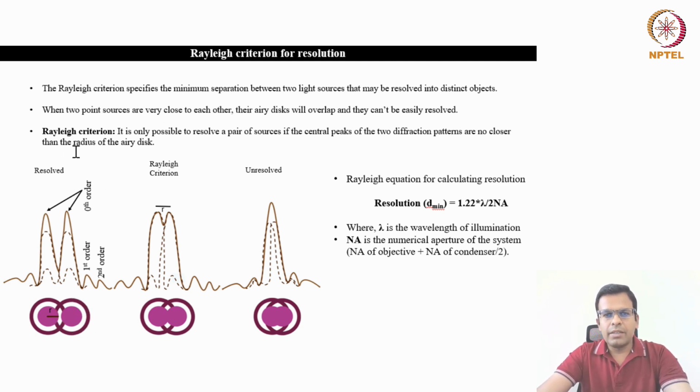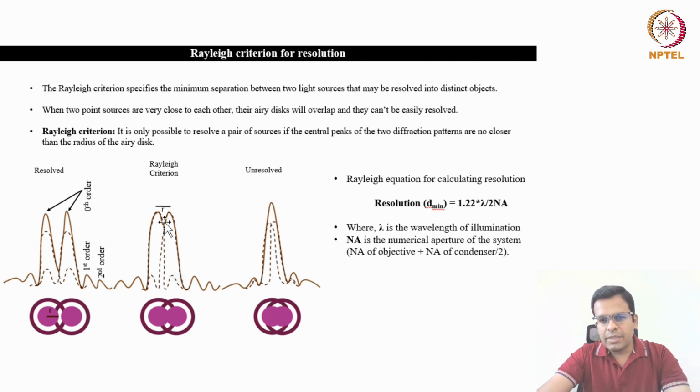So how did Rayleigh define this criterion for resolution? It is only possible to resolve a pair of sources if the central peaks of the two diffraction patterns are no closer than the radius of the airy disks. What he is saying is that you can resolve two point sources only when the central peaks of both diffraction patterns are no closer than the radius of the airy disk. See, this is the radius of the airy disk. If the center peaks are that much apart, then you can resolve these two sources as two point sources.